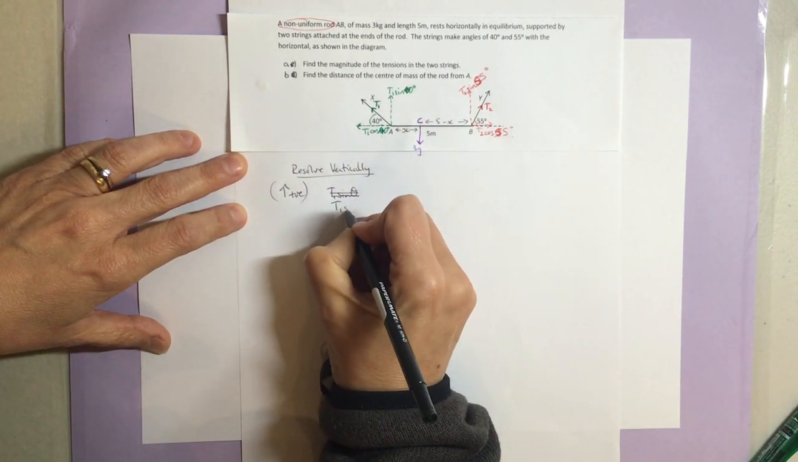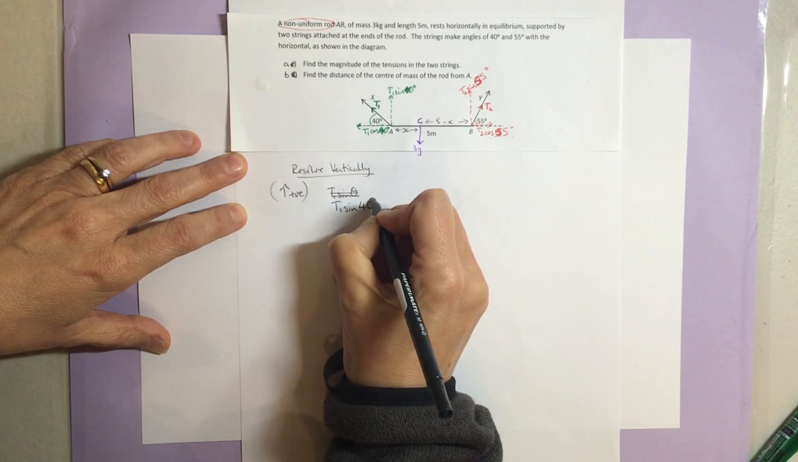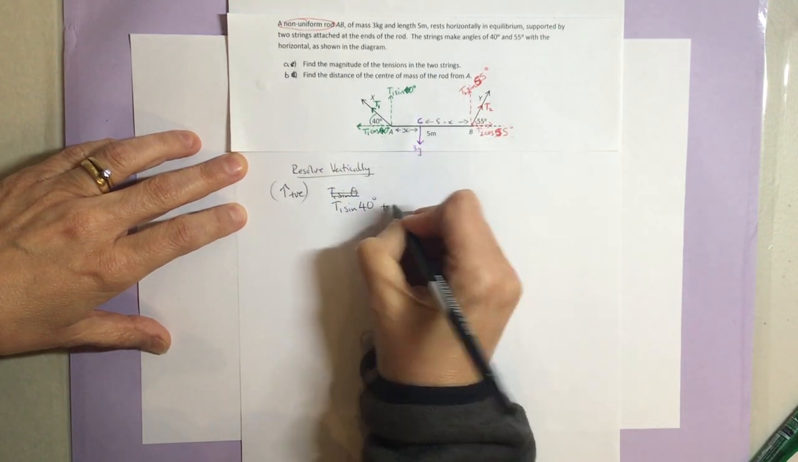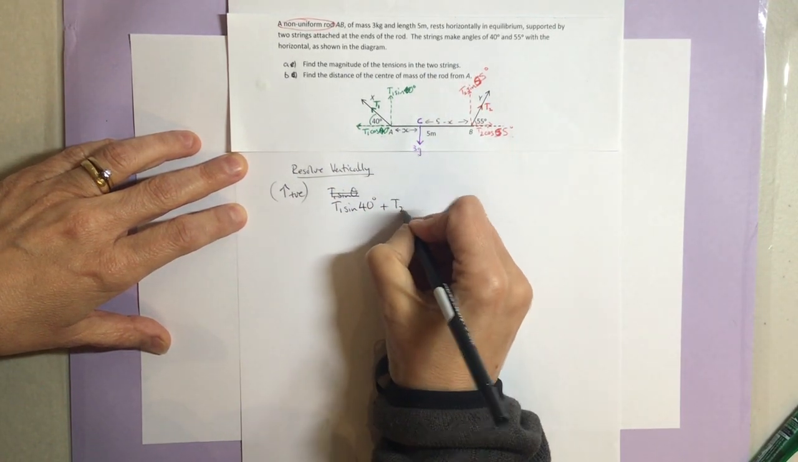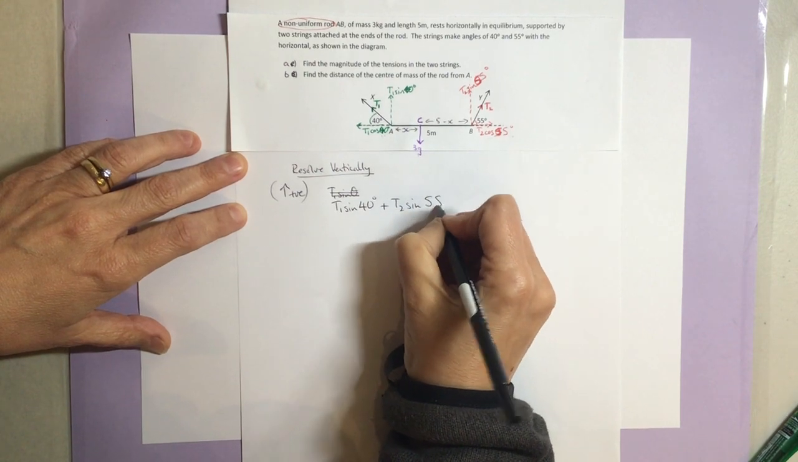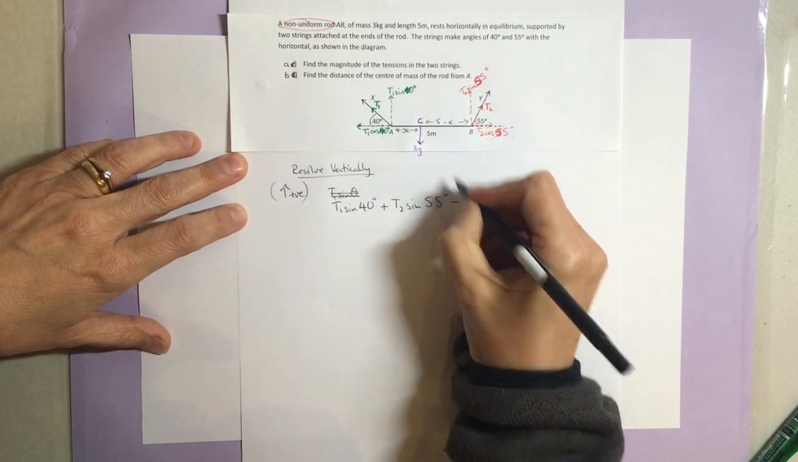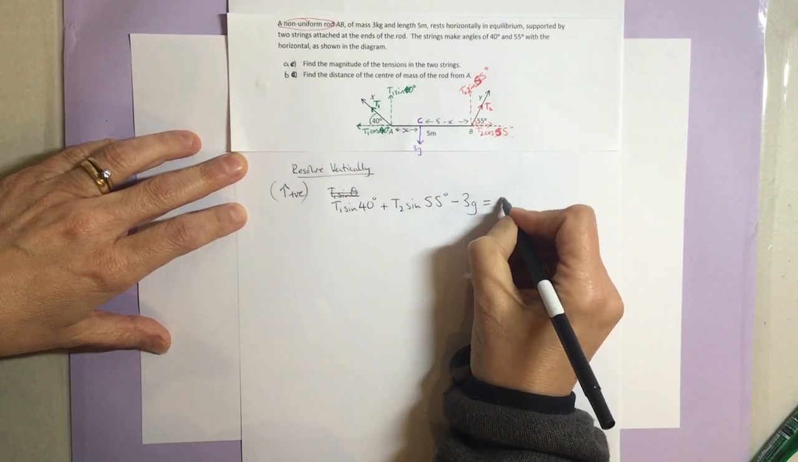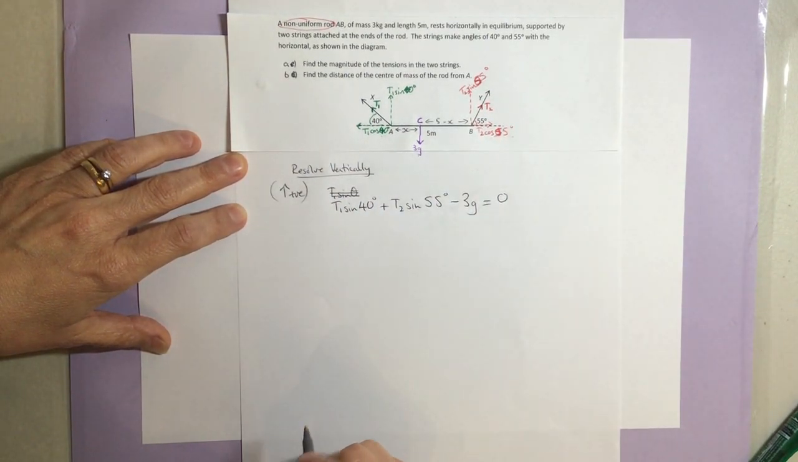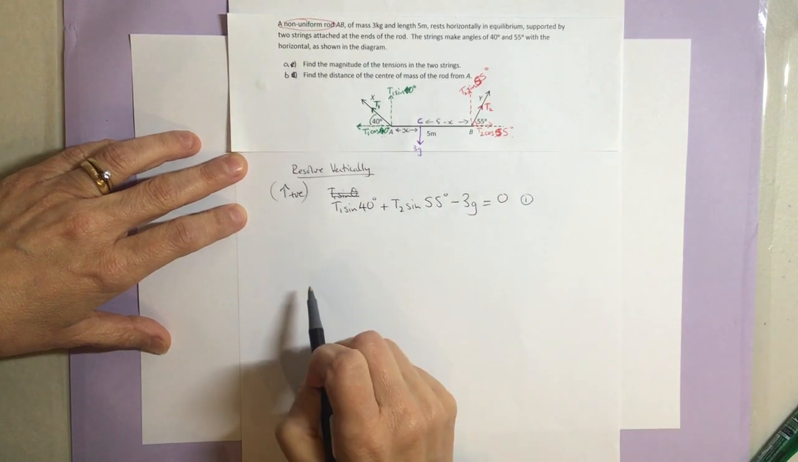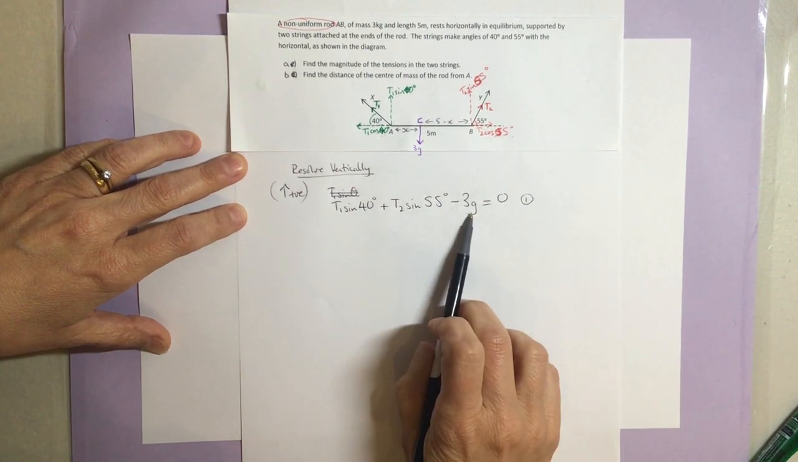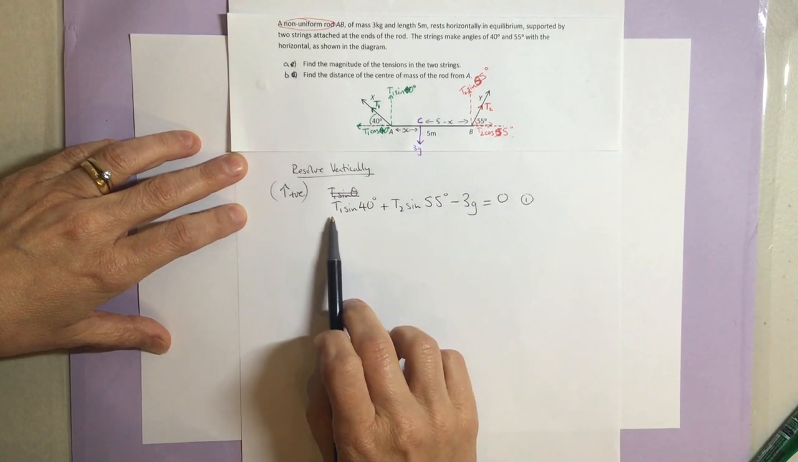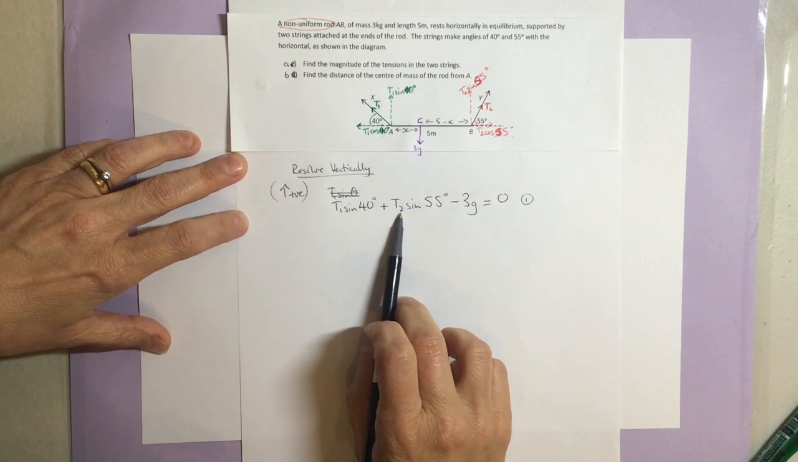So T1 sine 40 degrees upwards, plus this one's acting upwards as well, T2 sine 55 degrees, and then minus my 3g acting downwards. There's no other forces going on. So vertically, that's what's happening. And there's my equation 1, okay? And I've got two unknowns in this. g isn't an unknown, don't forget, 9.8, we can put that in. So T1 and T2 are my unknowns.